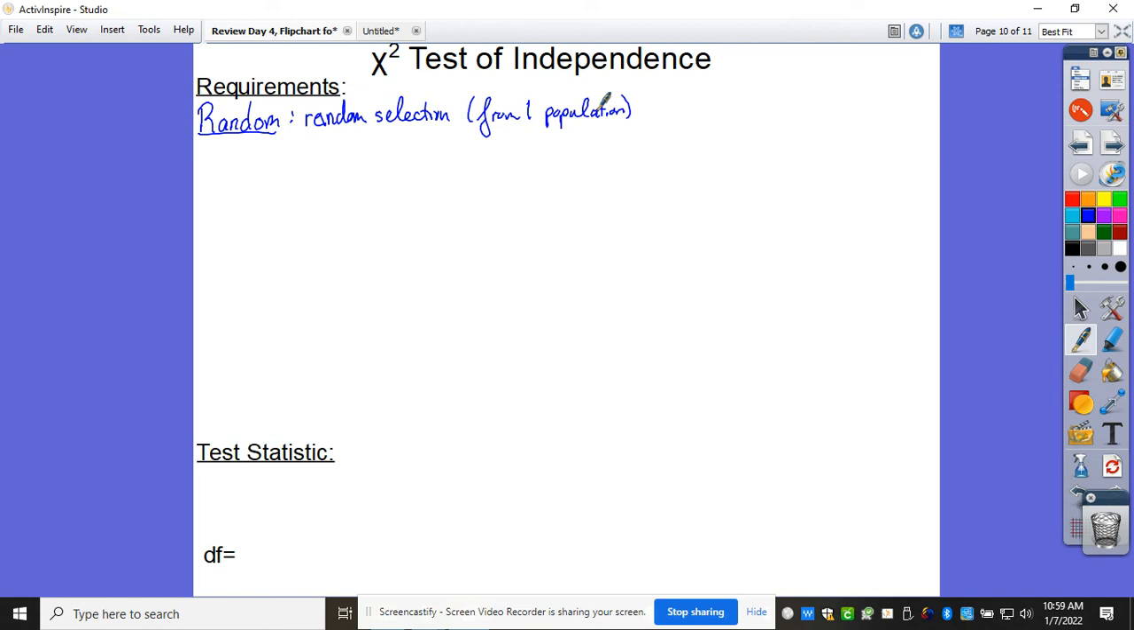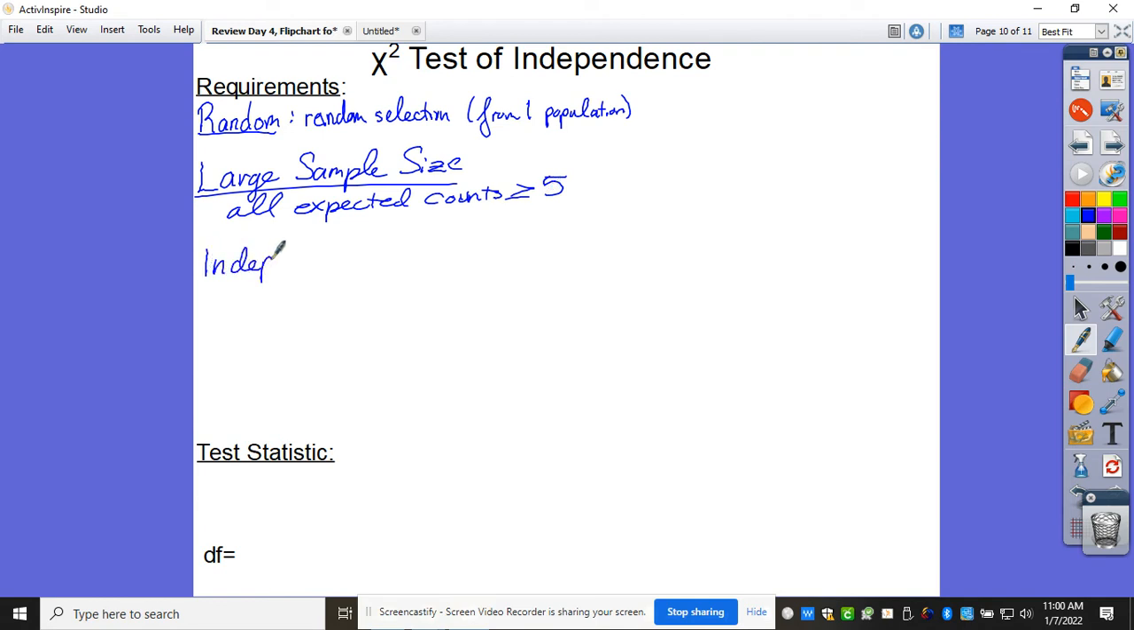When I'm dealing with chi-squared, instead of writing it as normal, I write it as what? Large sample size. Which means I'm always checking, for all chi-squared, that all expected counts are large enough. And then I'm still doing independent.